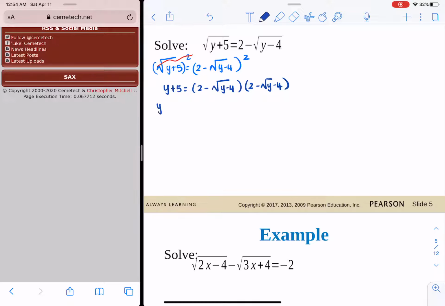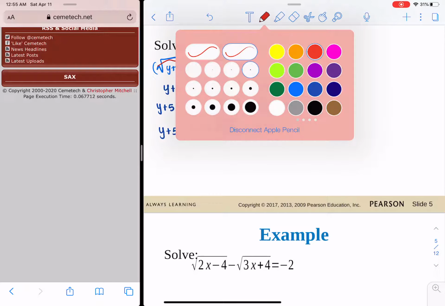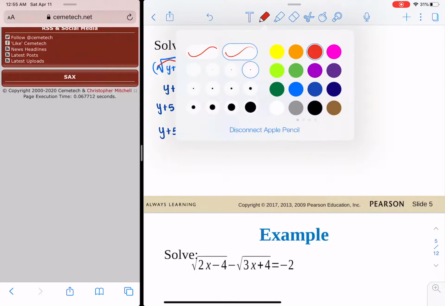Which would give us y plus 5 equals 4 minus 2 times square root of y minus 4 minus 2 times square root of y minus 4 plus square root of y minus 4 squared. I'm simply foiling here. So y plus 5 would equal 4 minus 4 square root of y minus 4 plus y minus 4. Why is that? The root and the square would get cancelled.